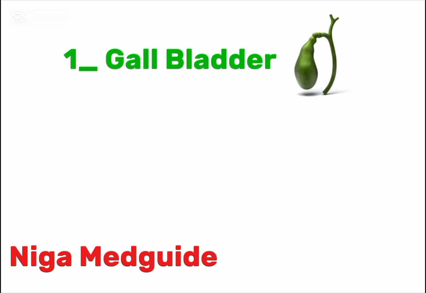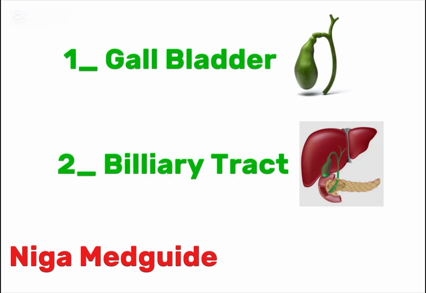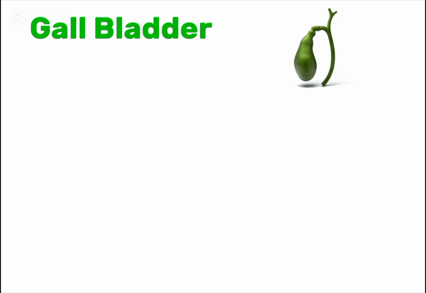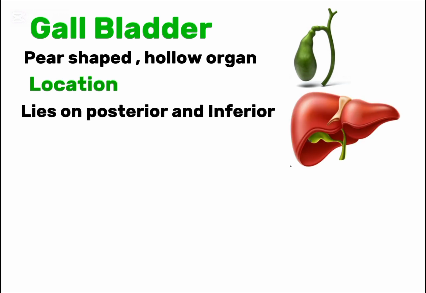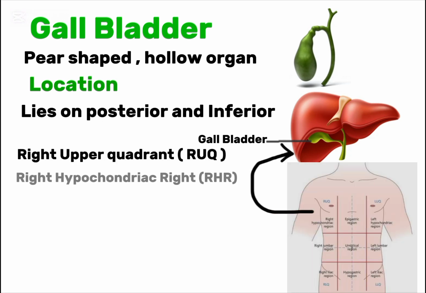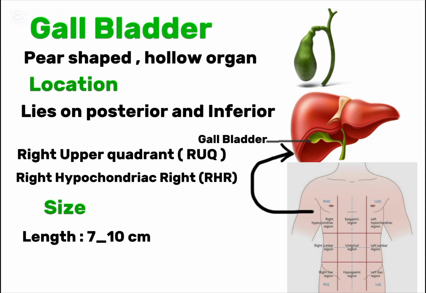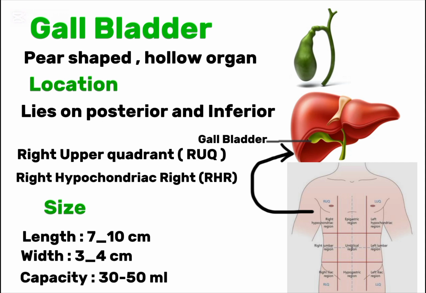Today we will discuss anatomy and physiology of gallbladder and biliary tract. Gallbladder is the small pear-shaped hollow organ with high clinical importance. It lies on the inferior and posterior surface of the liver in the right upper quadrant and right hypochondriac region of the abdominal cavity. Its length is about 7 to 10 centimeter, width is about 3 to 4 centimeter. It stores bile with average capacity of 30 to 50 ml.